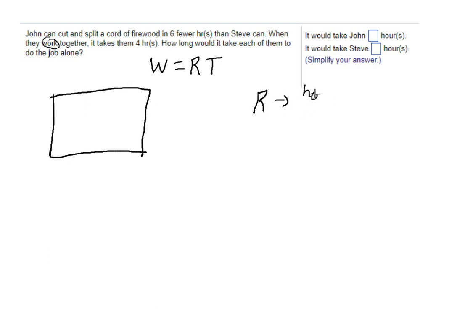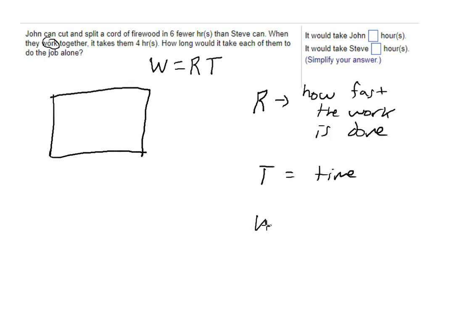R is how fast you work. So how fast the work is done is probably a better way for me to say that. How fast the work is done. T is the time. How long are you working for? And then W is the amount of work that is done. All right, so that's how that formula works.